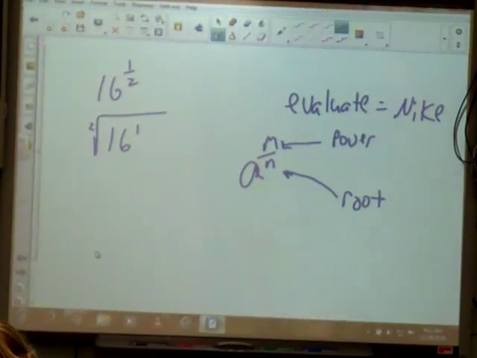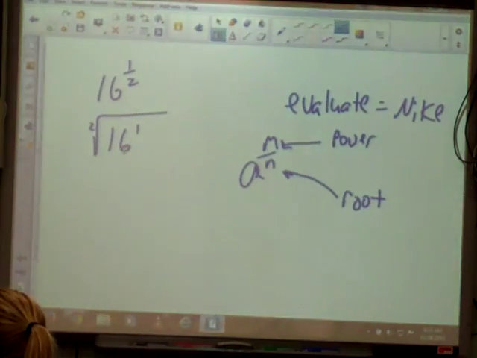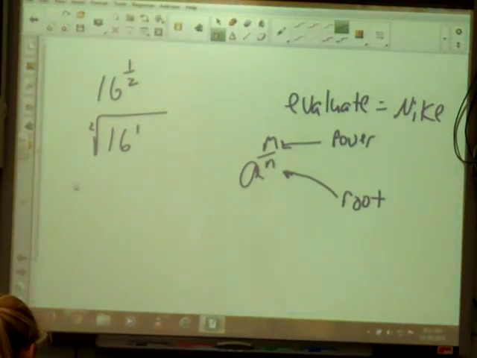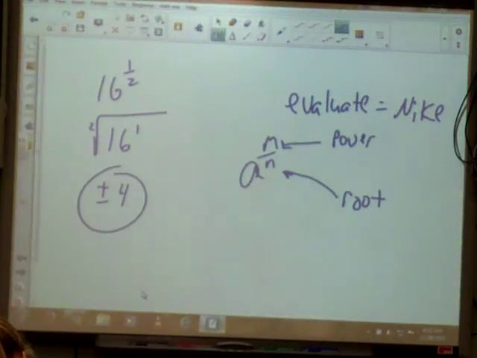Now, why did I want to do that? Because that's easy, and I know that in my head, and you do too. Because 16 to the first power is just 16. What's the square root of 16? Positive or negative, right? Don't forget the positive or negative. Power over root, power over root.